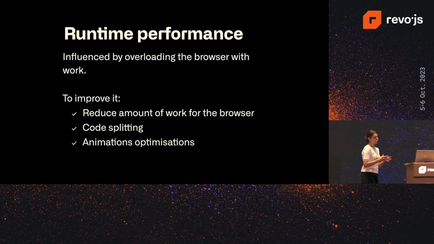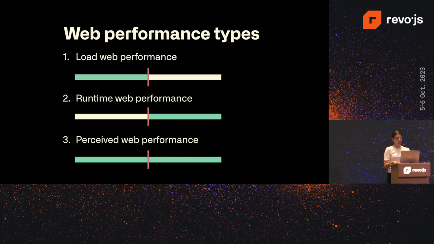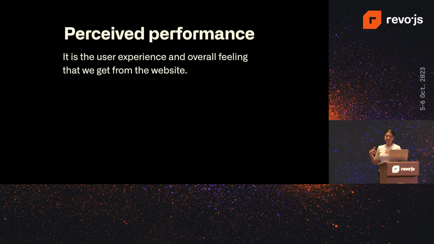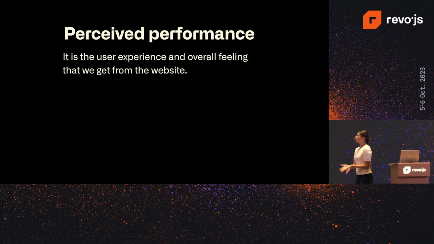So here, when you're, for example, also trying to animate the size of the element, removing of the element, this is when the browser might have some issues because it needs to reflow the layout. And the last type of web performance is the perceived web performance. And perceived performance is the user experience, overall feeling that we get from the website.